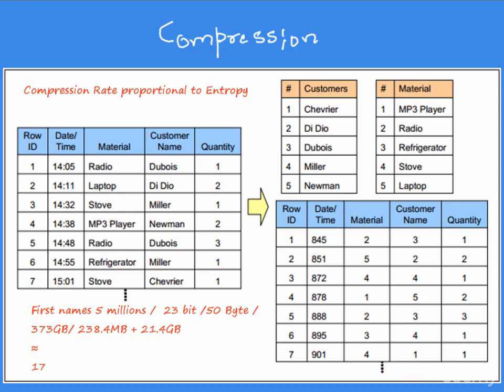Let's take an example of compression. Let's take all the names in the world. Roughly there are about 5 million first names throughout the world.